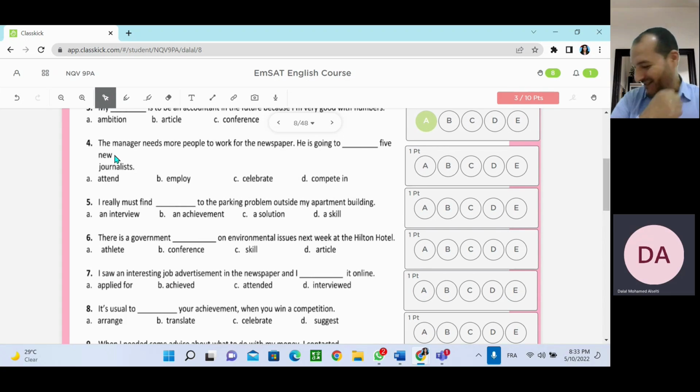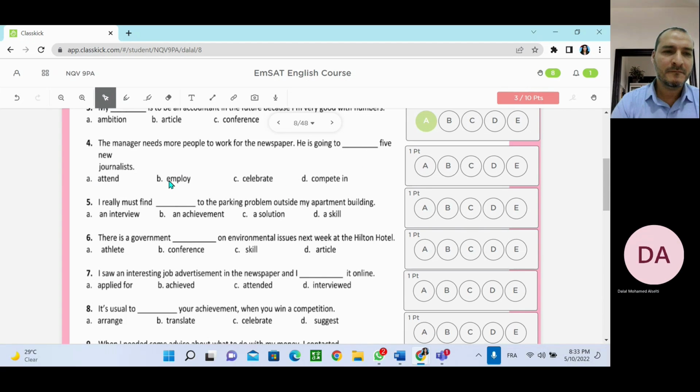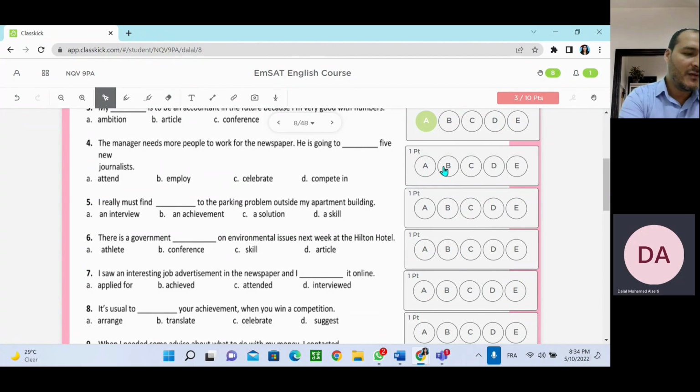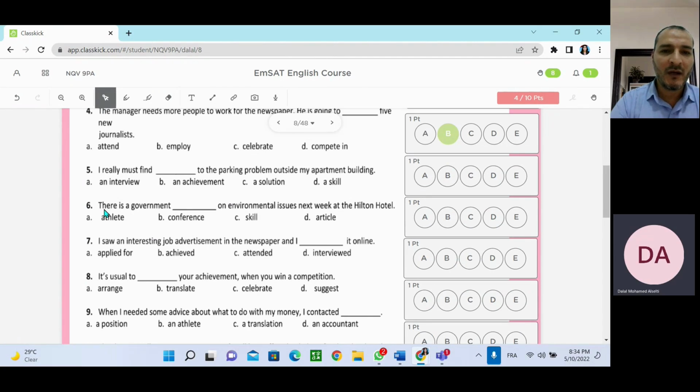The manager needs more people to work for the newspaper. He is going to employ five new journalists. Attend, employ, celebrate, compete in. I think employ. Employ means to hire. Yeah, that's right. Employ means hire.